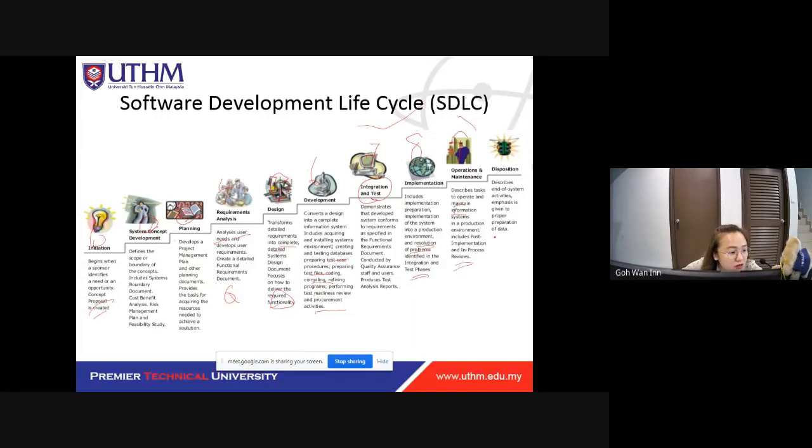Okay. So after that, maybe the software is no longer needed after a certain time. So describe the disposition. Describe the end of a system activity. Okay, this phase is given to the proper preparation of data. So this is the software development life cycle. So how you start from the idea to the disposition. Okay. So from the idea until lastly, no more, finish.